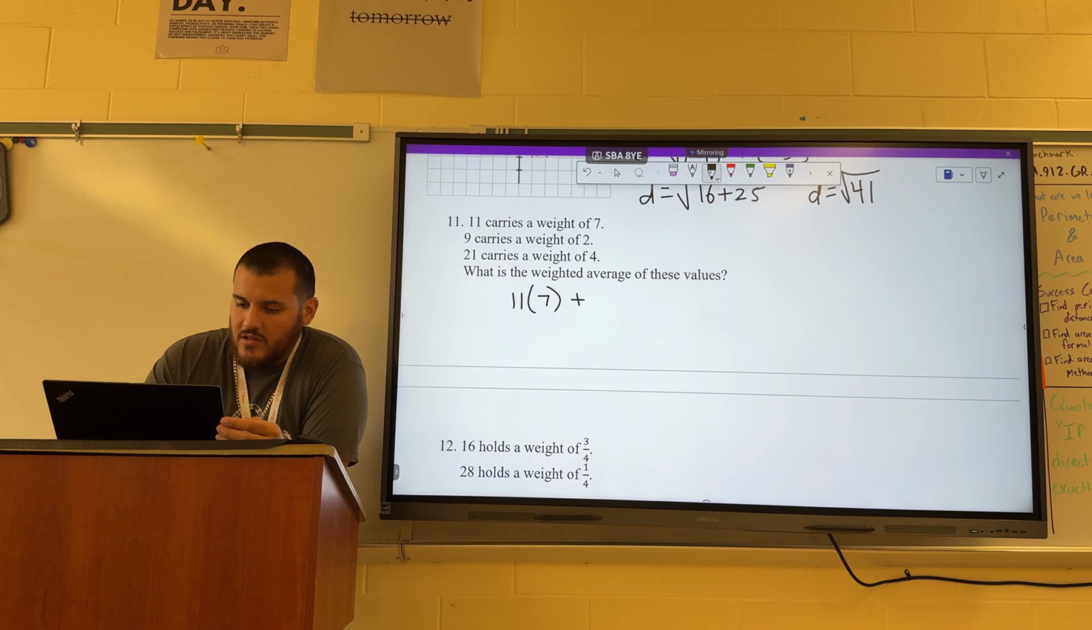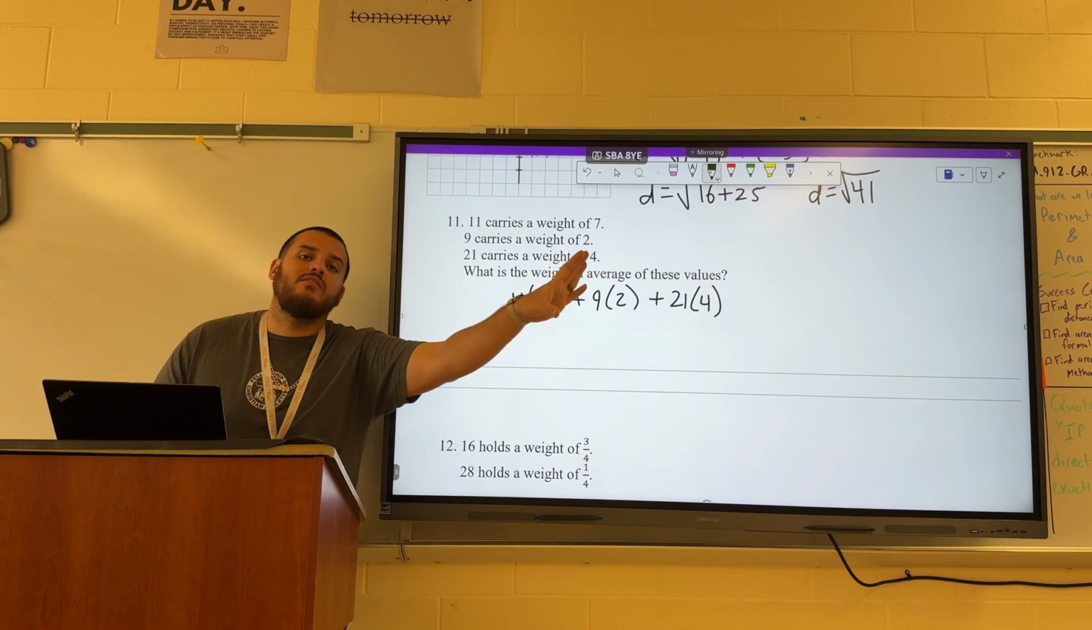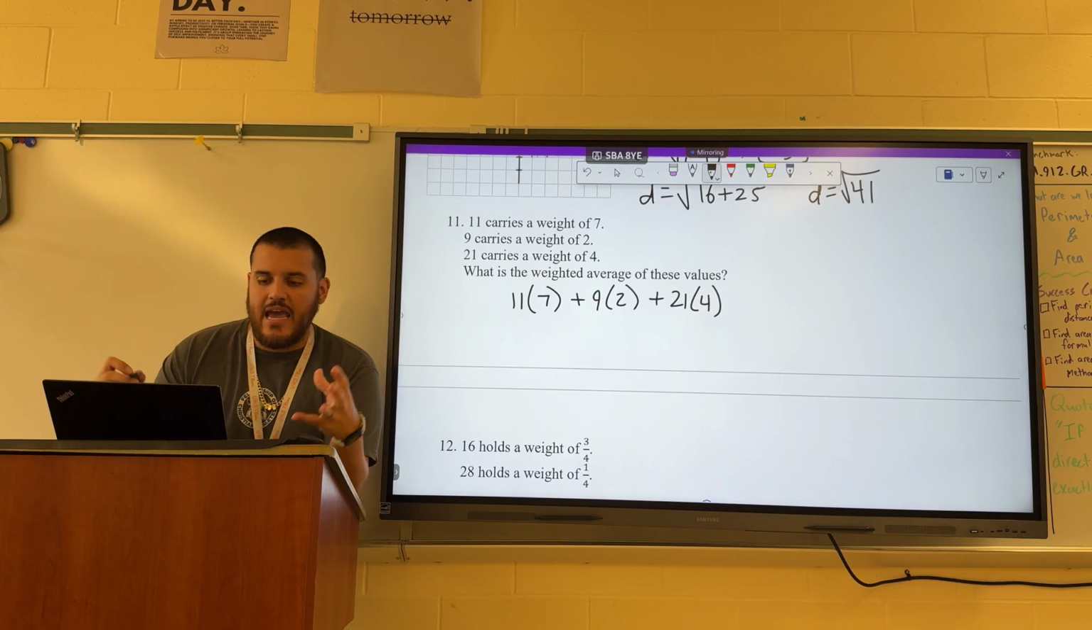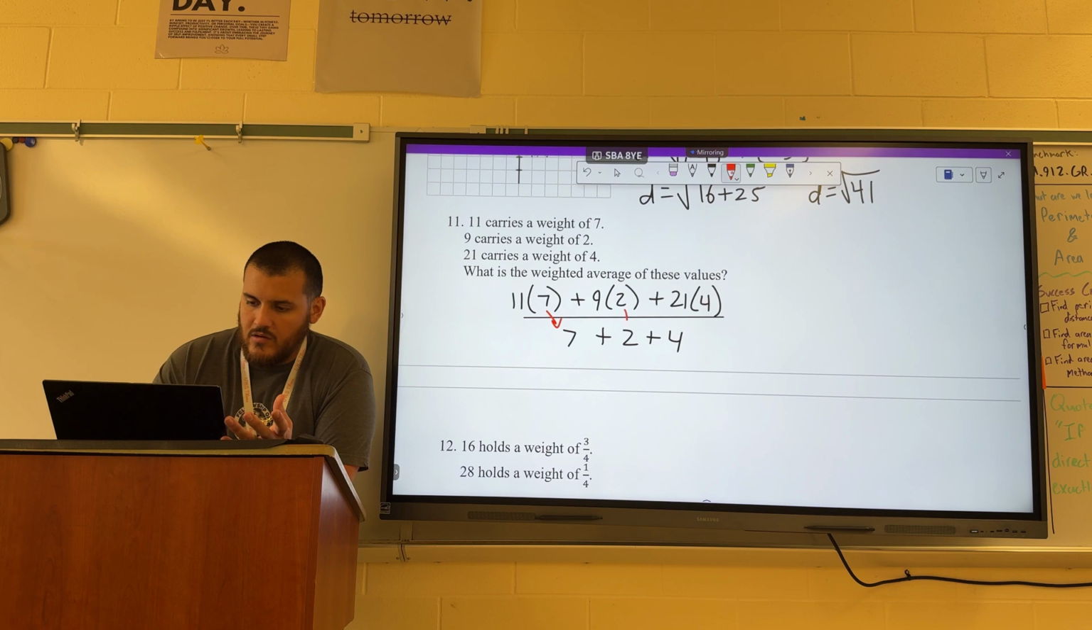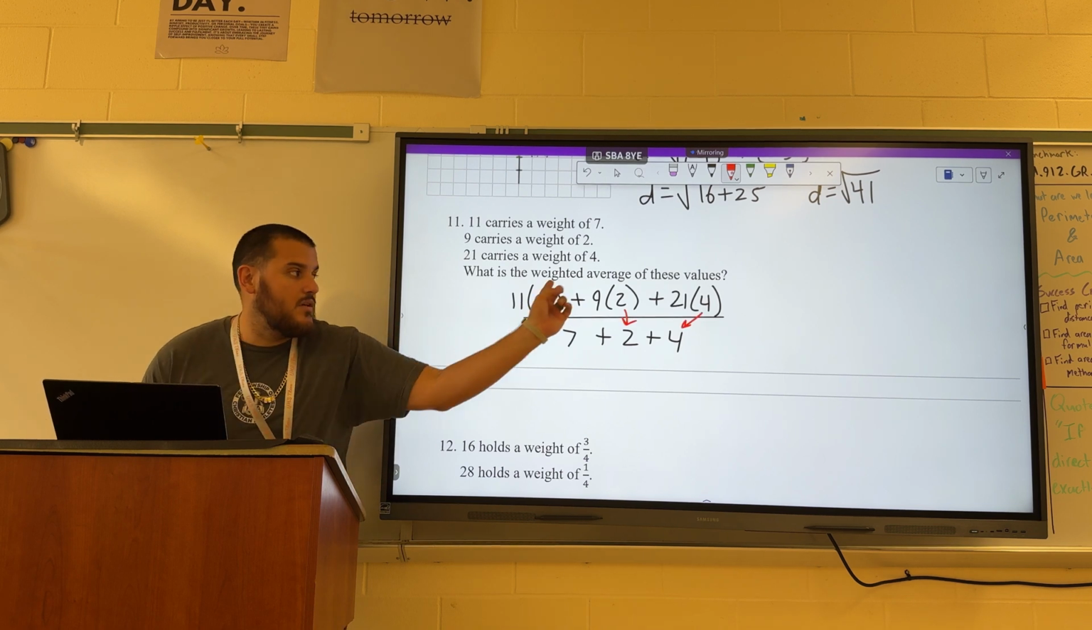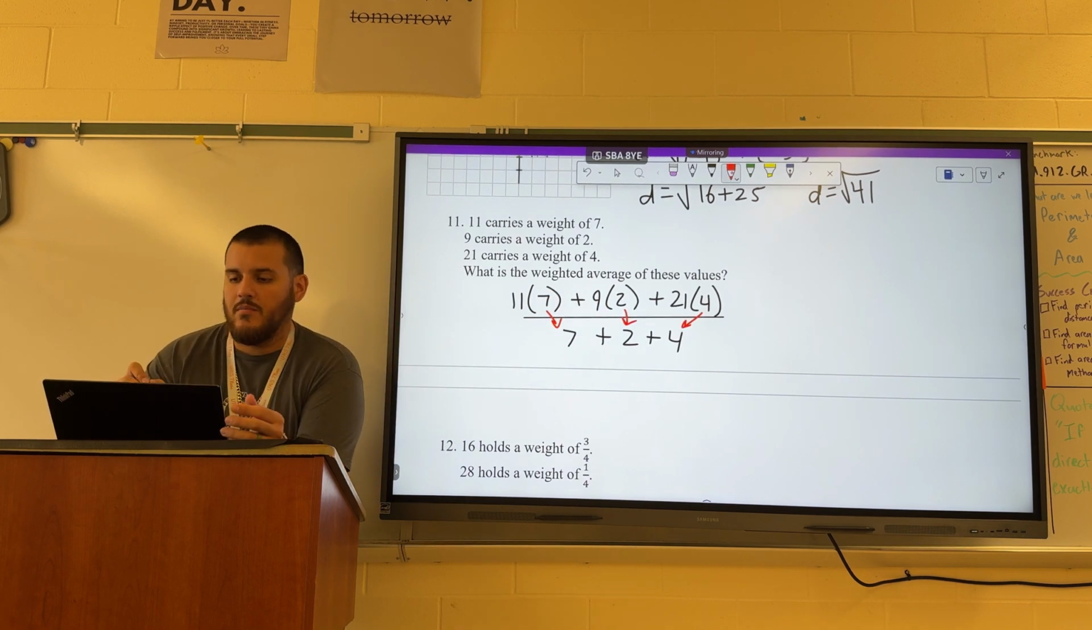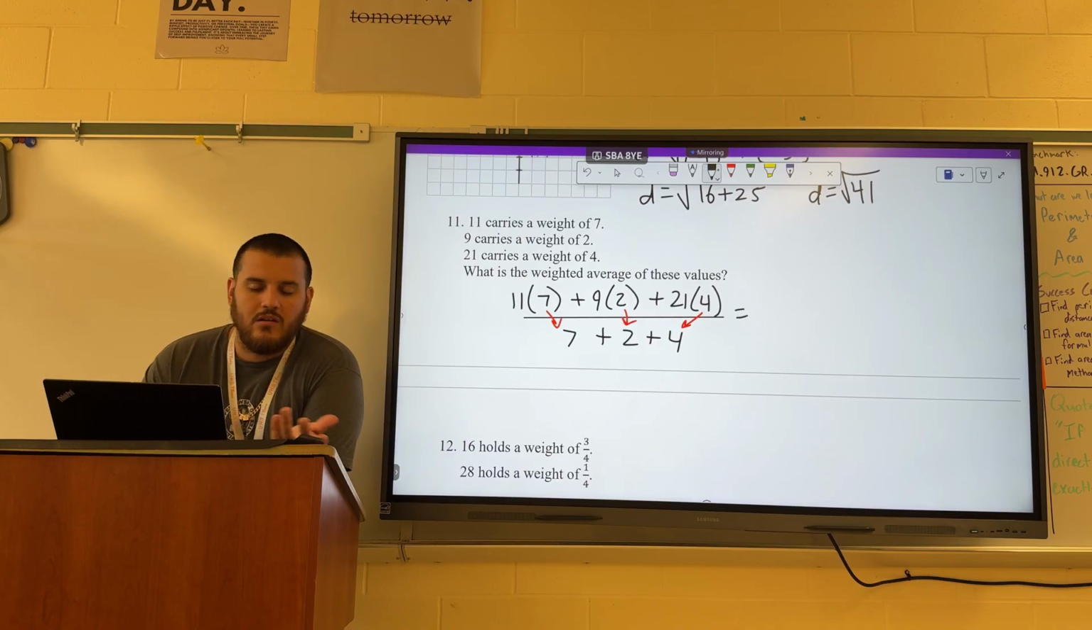9 has a weight of 2, I can just write 9 times 2. 21 has a weight of 4, I can just write 21 times 4. So that's the adding all of our values together. And because this is average, we need to divide by the total number of values. And that would be the sum of all of our weights. So again, the 7, the 2, and the 4. I'm adding those numbers in parentheses down here in my denominator. And then I'm just calculating.